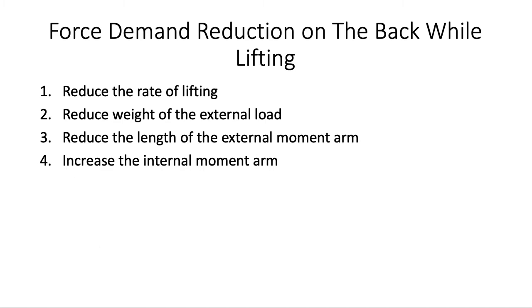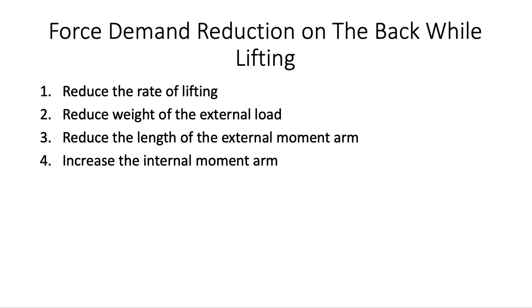Variable number 3 is to reduce the length of the external moment arm. This is likely the most effective and practical method. Load should be lifted in between the knees. This will minimize the distance between the load and the lumbar region, therefore minimizing the external moment arm.